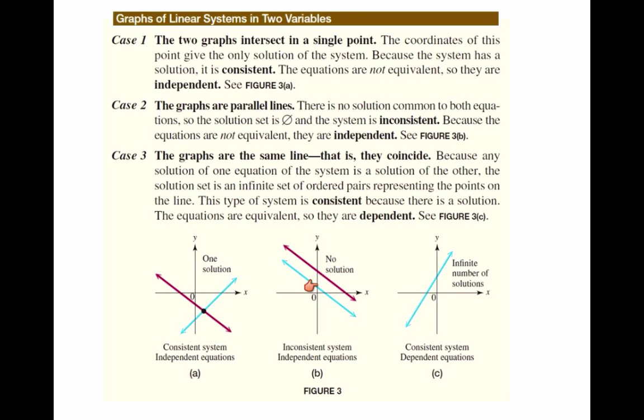So in the case where the lines are parallel, there's no solution, there's no point of intersection, we call the system inconsistent. Otherwise, it would be consistent. The only time the equations are dependent would be when they are the same line, otherwise they would be independent. So this is how you can remember these 3 cases.